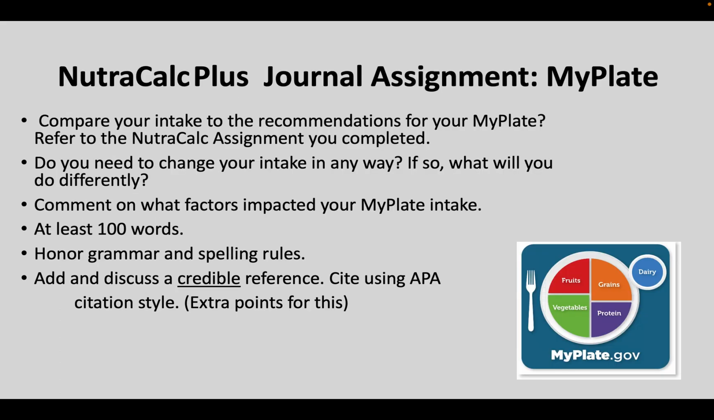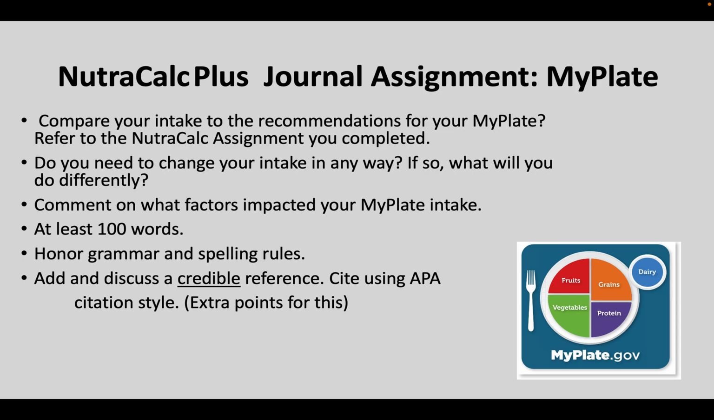The other type of assignment for this week is the NutriCalc Plus Journal assignment. I've shown the instructions on the slide, so let's take a look. First, note that you're going to refer to the NutriCalc assignment that you just completed. You're going to go to the MyPlate analysis and see how your intake compared to the recommendations. Then you're going to discuss if you need to change your intake in any way, and if so, how do you plan to do that?